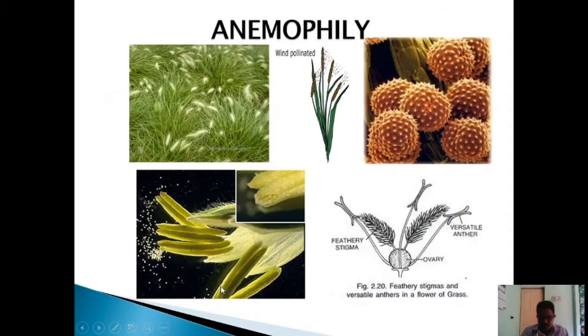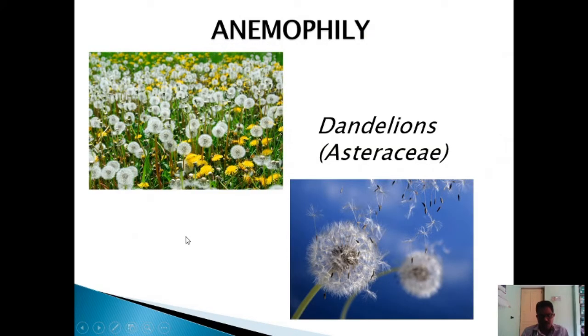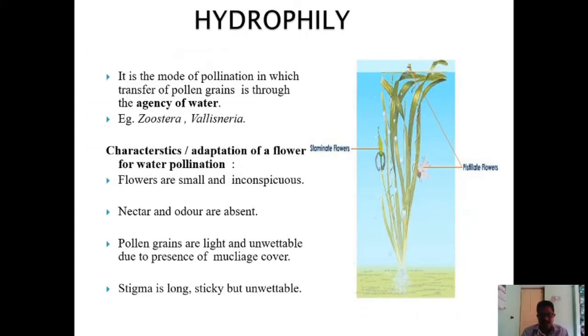Now let me show you a picture here. Look at this. Here you have the ovary, the female reproductive part, where you have the stigma which is feathery, so that they capture the pollen grains. And you see this is a versatile anther. Now they disseminate the pollen grains. The pollen grains are very small and unwettable, so that they can be transferred by wind. These are special adaptations for anemophily. Another example is all the members of the Asteraceae family, Tridax, dandelions, etc.